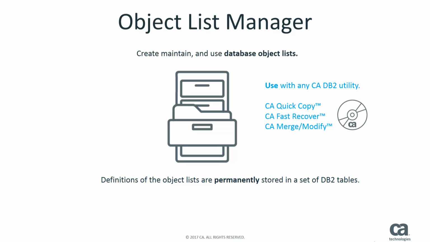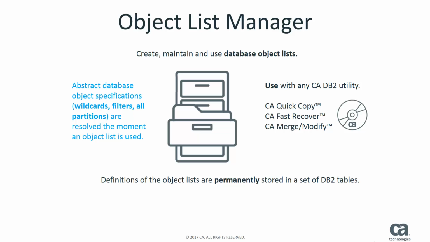Object List Manager can be used with various CA utilities such as CA Quick Copy, CA Fast Recover, CA Merge Modify. Abstract database object specifications such as wildcards, filters, and all partitions are resolved the moment an object list is used. All of these features are waiting for you in the Object List Manager utility.